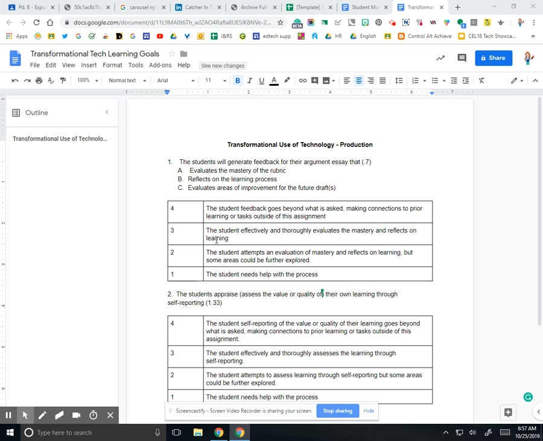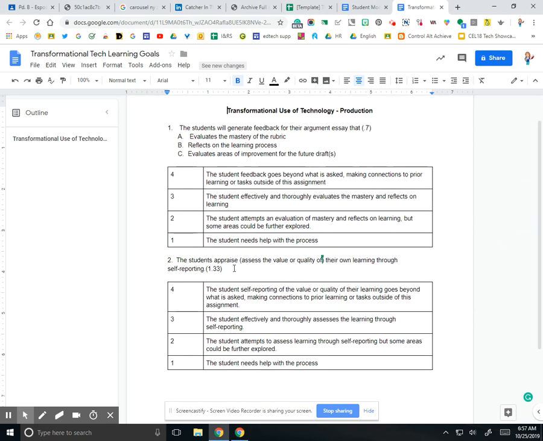So the goal or the target is a 3, and that says the student effectively and thoroughly evaluates the mastery of the rubric and reflects on the learning. Secondly, the student appraises, and appraise means to assess the value or quality of your learning through self-reporting. And the target here is that the student effectively and thoroughly assesses the learning through self-reporting.